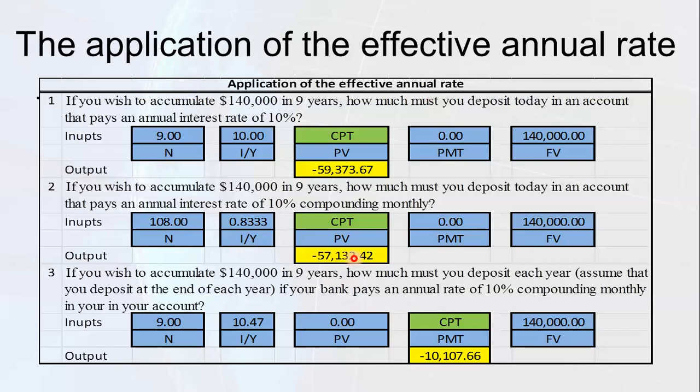You get a little bit less amount because you have higher compounding. Okay, so that means your interest starts making interest, so you don't have to deposit 59,000. You can deposit a little bit less, so still you can keep your goal of $140,000 in 9 years. So basically I'm converting n to month.